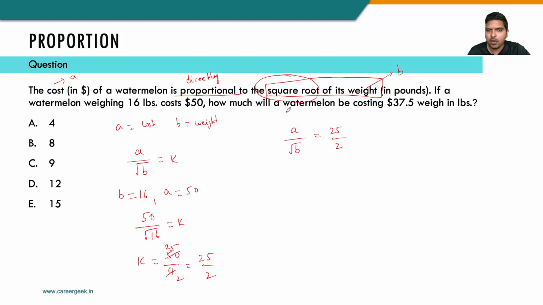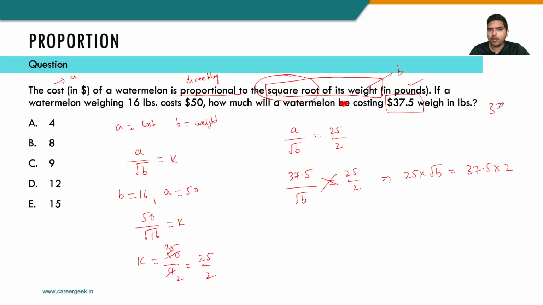Now, how much will a watermelon weigh? Watermelon costing $37.5, weight in pounds. Okay, so this is in pounds only, B. So when A is 37.5, what is the value of square root of B basically? So quite calculative, as we can see. 37.5 into 2.